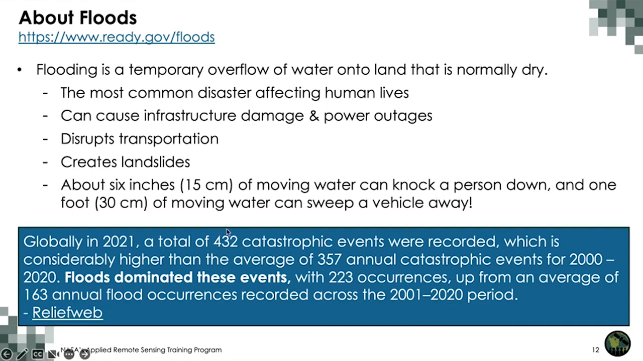Overall, there were 432 catastrophic events in 2021, and floods dominated these events. We know that it's the most common disaster affecting human lives. It can cause infrastructure damage and power outages, disrupt transportation, and create landslides. Just to put things in perspective, about 6 inches or 15 centimeters of moving water can knock a person down. It's that much force, and 1 foot or 30 centimeters of moving water can sweep a vehicle away. So it is a very powerful and devastating disaster.